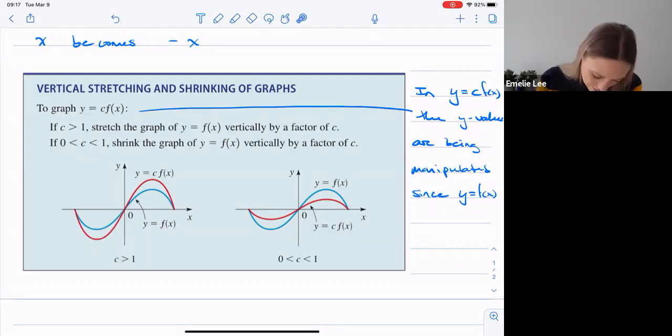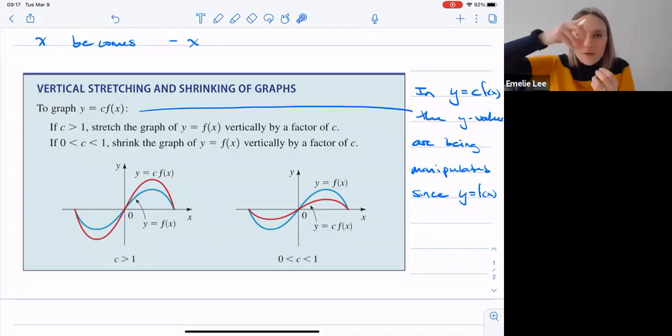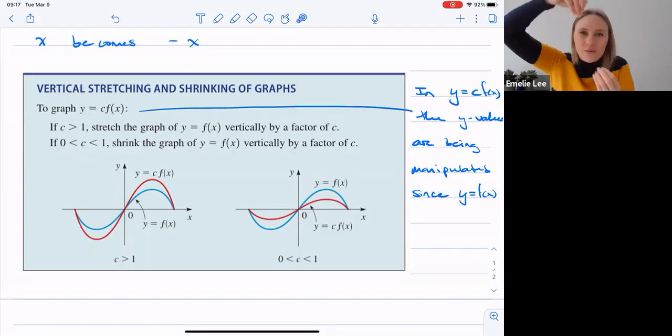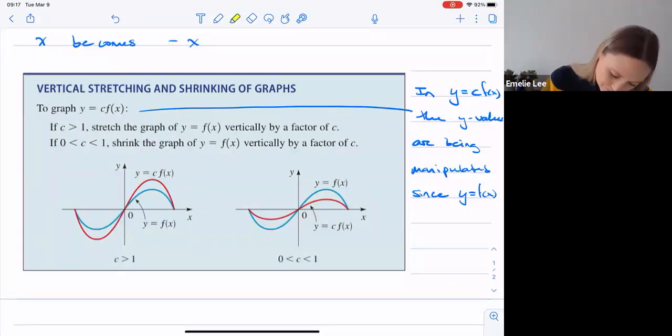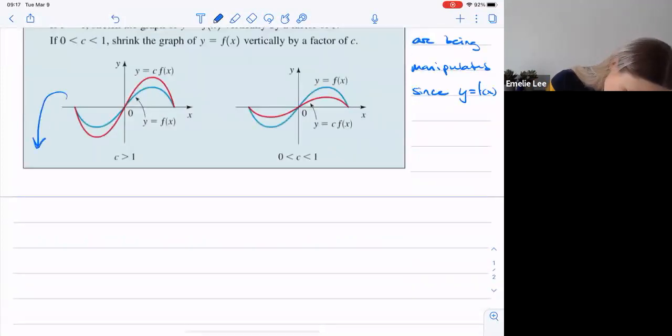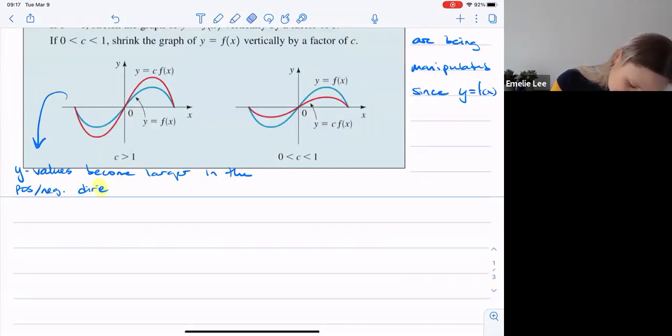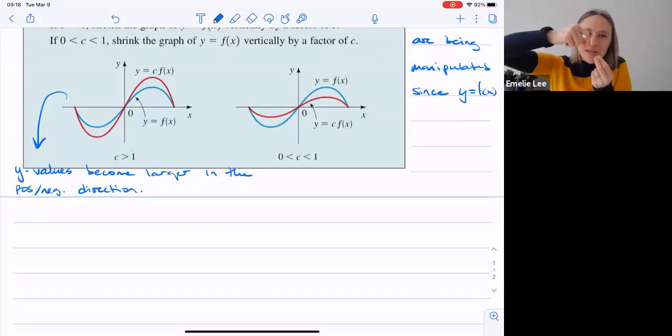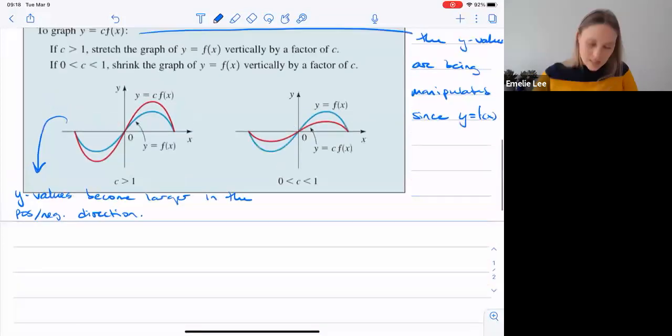So what that looks like is like this. Here your blue graph is the original graph, and if you multiply it by c, where c is some large number, then all your y values get larger, either in the positive or negative direction. So here I'll say y values become larger in the positive or negative direction. All right, so if you're multiplying by 3, for example, then all your y values go from being themselves to times 3. So then you're stretching it like this.